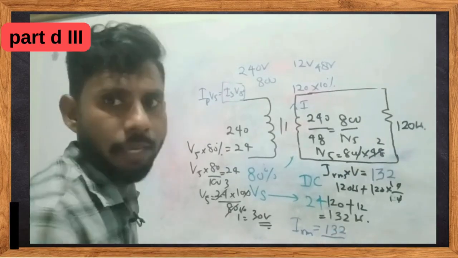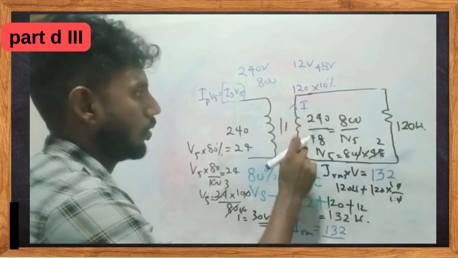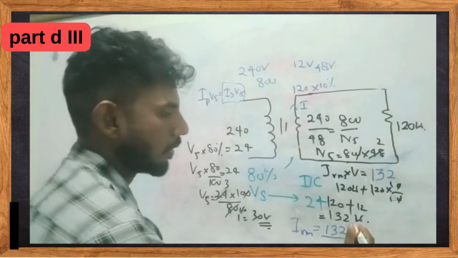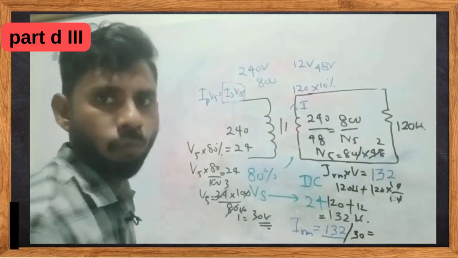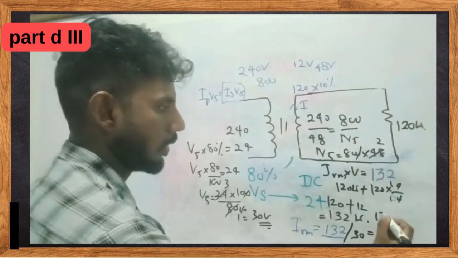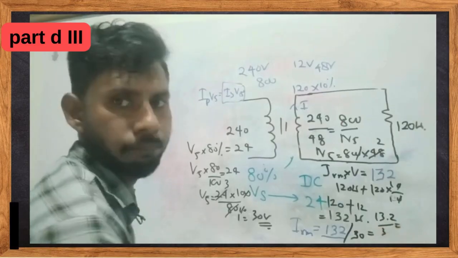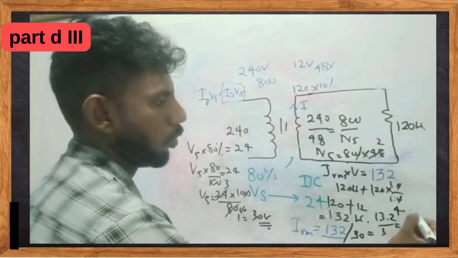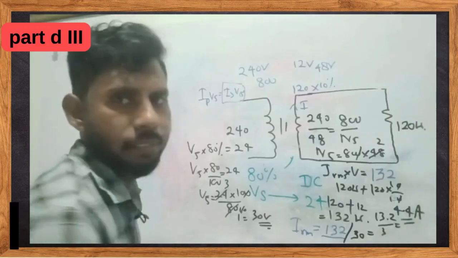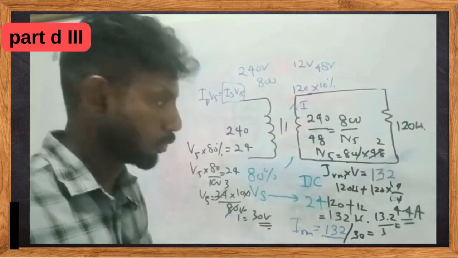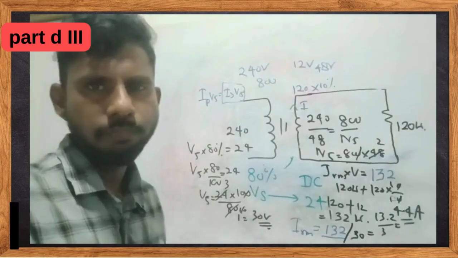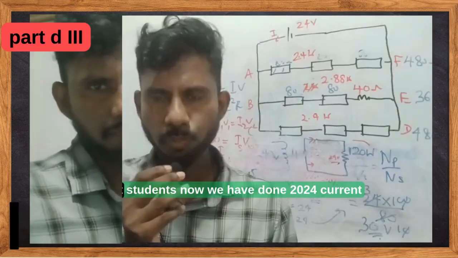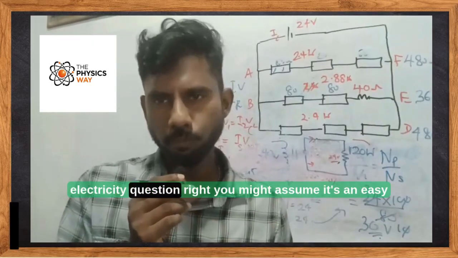So IRMS equals 132 divided by, what's the value? What's the voltage here? It's 30 volts. So 132 divided by 30 volt, right? So 13.2 divided by 3, here of course 13, 4 and 12, 4.4 amperes. That's the current through the secondary coil, IRMS. Easy as that. Now we have done the 2024 current electricity question, right?